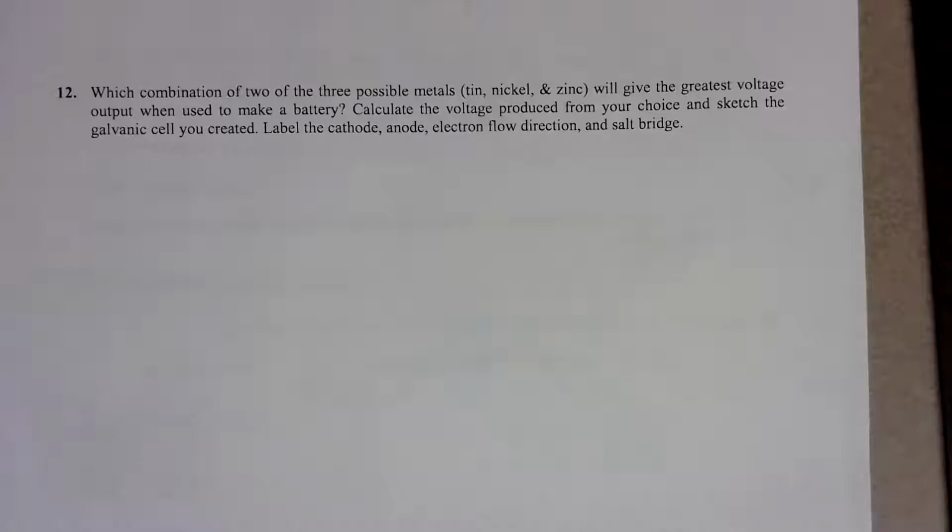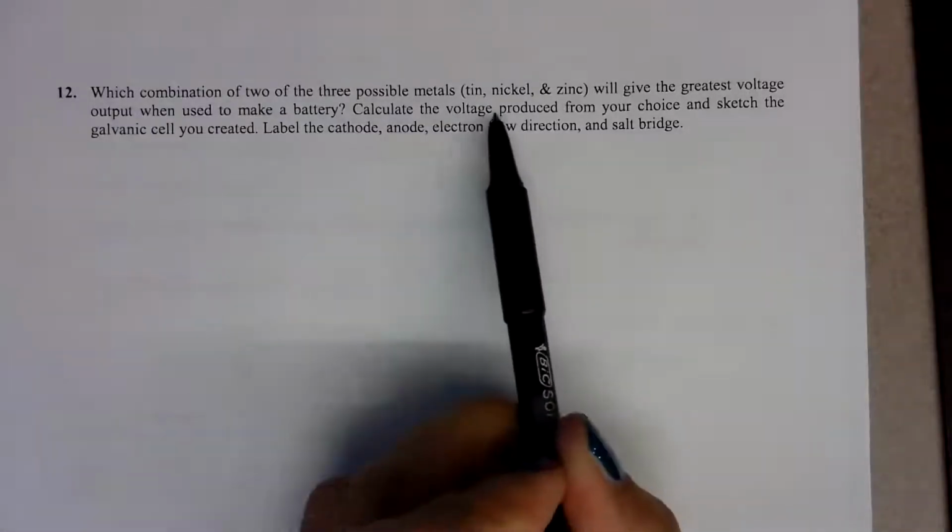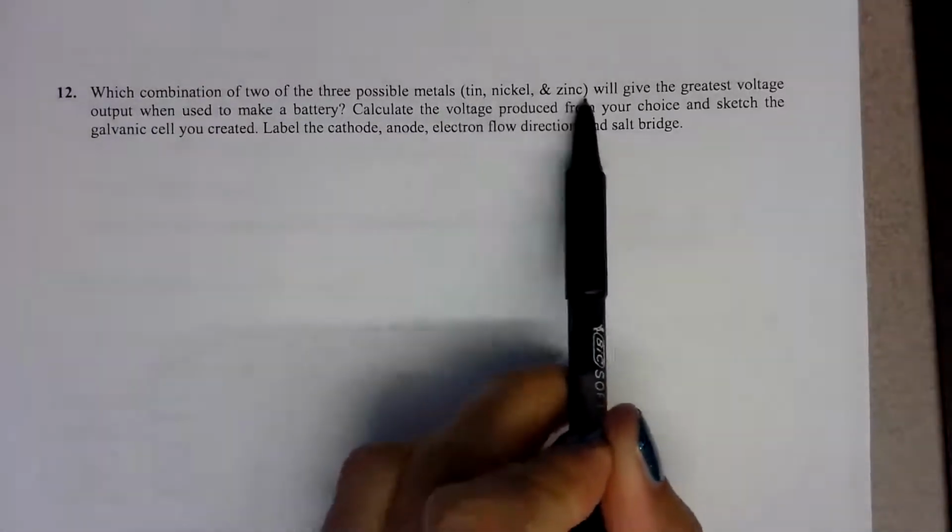We're going to look through problems 12 through 15 in this part of the video. Problem 12 has us consider the table of reduction half reaction potentials to design a battery made with tin, nickel, and zinc.